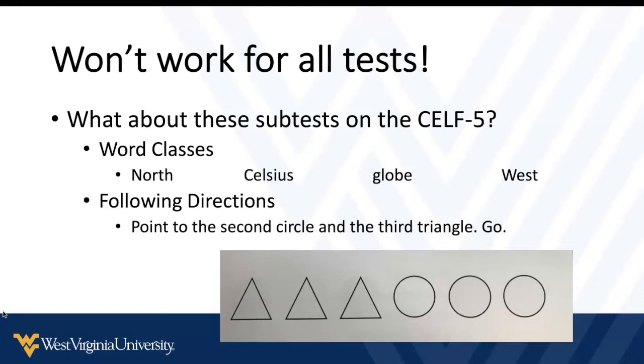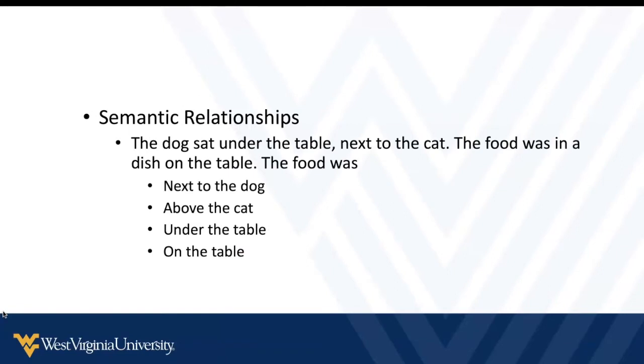Similarly, you can think about following directions. Point to the second circle and the third triangle, go. Is that going to be something where you can ask them why? Is that something that really works for modify the test? And then providing feedback. I want you to think about matching which of those might go for a different type of subtest.